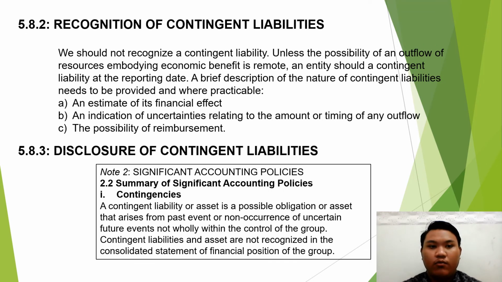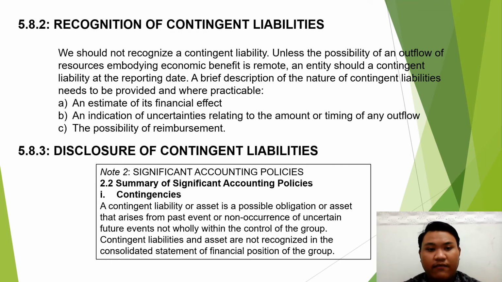Now we're going to continue with 5.8.2 Recognition of contingent liabilities. We should not recognize a contingent liability unless the possibility of an outflow of resources embodying economic benefit is remote, and an entity should disclose the contingent liability at the reporting date. A brief description of the nature of contingent liabilities needs to be provided and, where practicable: first, an estimate of its financial effect; second, an indication of uncertainties relating to the amount or timing of any outflow; and last, the possibility of reimbursement.